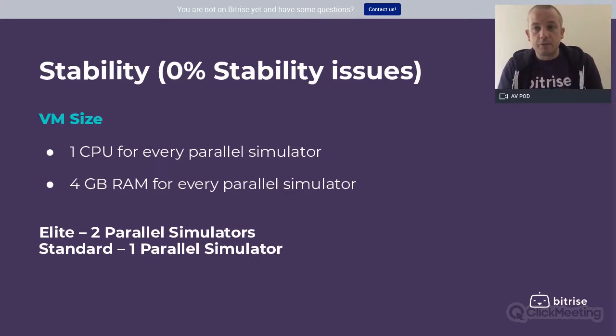If stability is super important, especially when you're fanning out because you're compounding that stability issue, you want 1 CPU for every parallel simulator, and 4 gigabytes of RAM. So that's about 2 parallel simulators on Elite and 1 on standard.